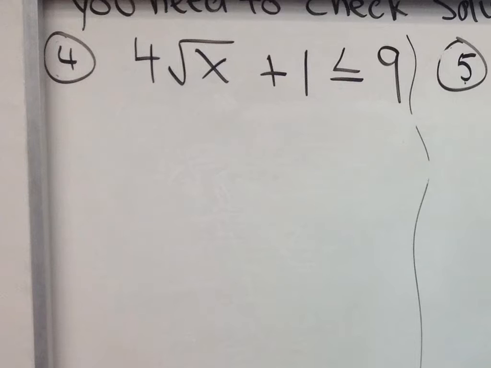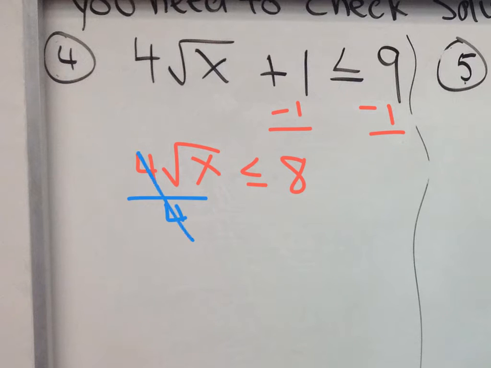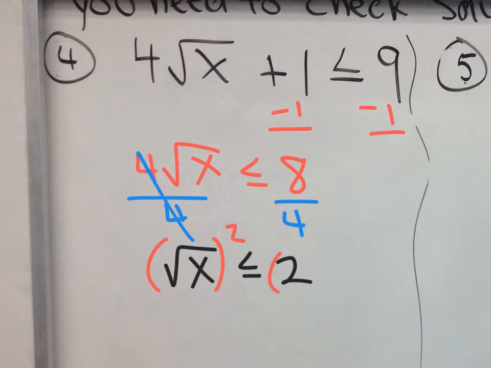So anyway, if we look at number 4 here, we're going to end up isolating the radical first, just like if it were an equation. So you're going to have negative 1 right there and negative 1 over here. Your new inequality will be 4 square root of x is less than or equal to 8. Then divide by 4 to isolate it. You're going to end up with the square root of x is less than or equal to 2. How do I get rid of the radical? Square it. So my final answer is x, and I don't need to flip it, x is less than or equal to 4.